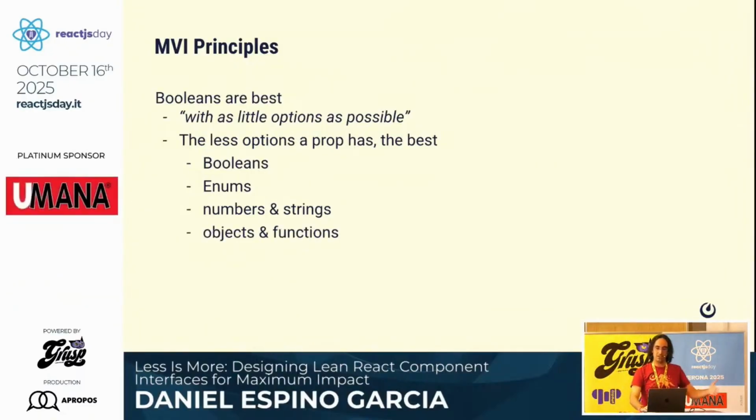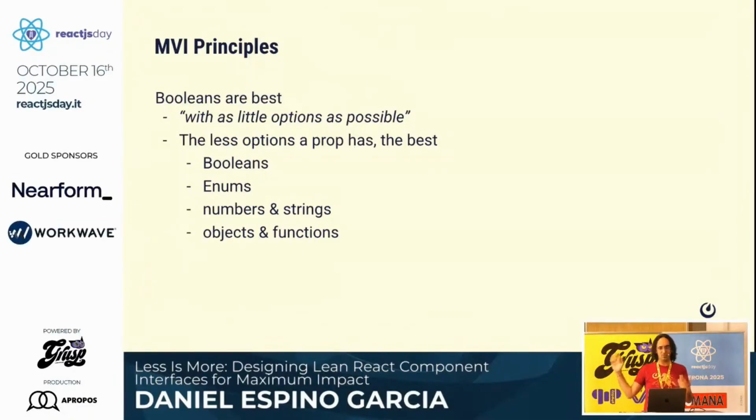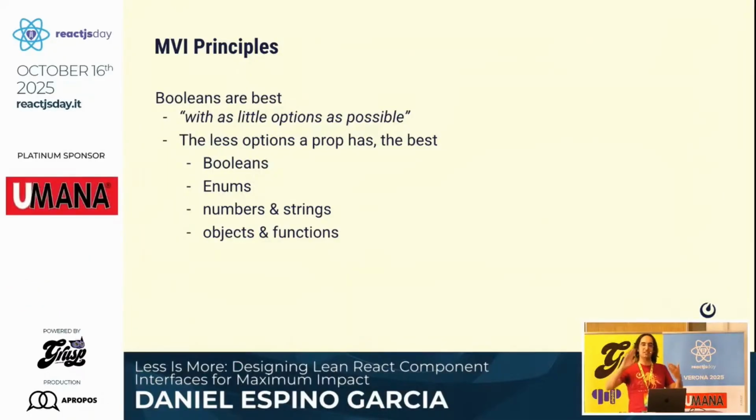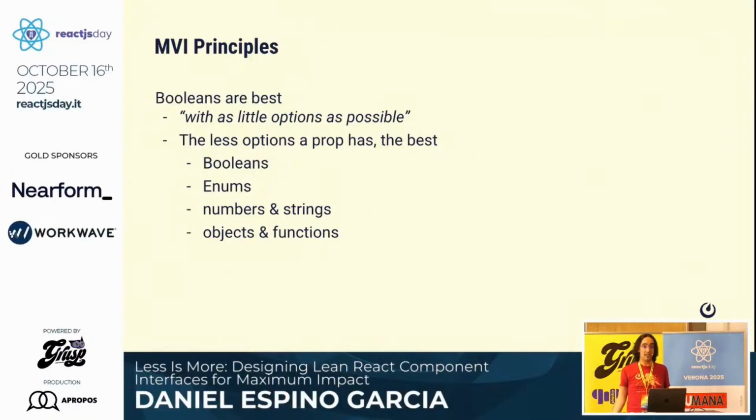The next thing will be objects and functions. One of the problems with objects and functions is that, of course, you have to memorize them, and it's annoying. And the other problem is that you are just moving the MVI principles into the object or into the function. Again, do you need all the arguments that you are passing to the function? Do you need all the elements that are in the object?